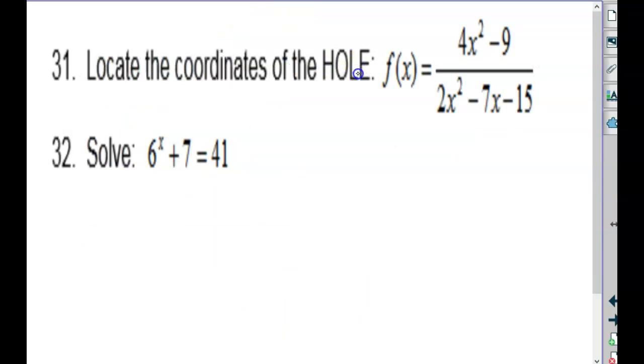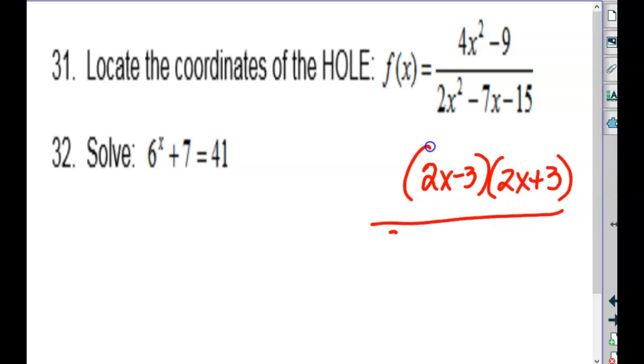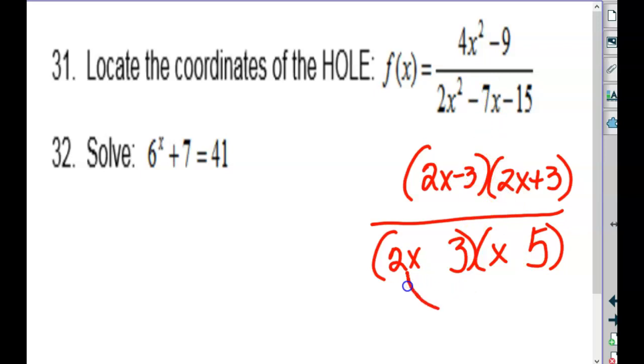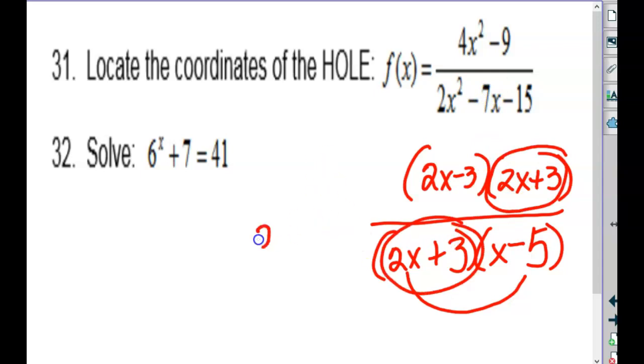Find the coordinates of the hole. You have to factor the top, factor the bottom, 5 and 3, and be real careful because it's going to make a difference here. Remember, negative 10 plus 3 to get a negative 7 in the middle here. So the hole is at this factor. 2x plus 3 equals 0 makes x negative 3/2.